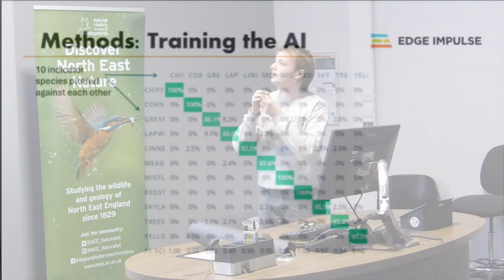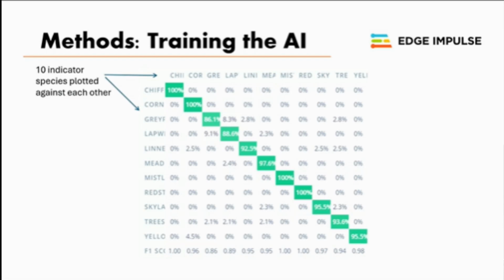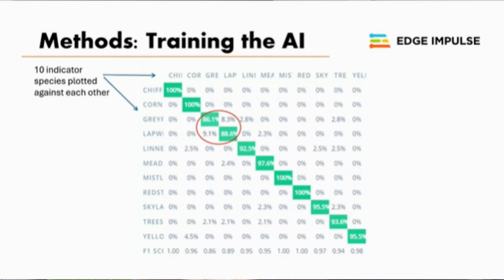So if we look here, the headings aren't very clear, but along the top is the 11 birds, and then along the bottom, and then the green. So the green line is like chiff-chaff against chiff-chaff. So 100% of the calls were identified correctly. And then there's a slight bit in the middle there where grey partridge and lapwing are getting the most confused.